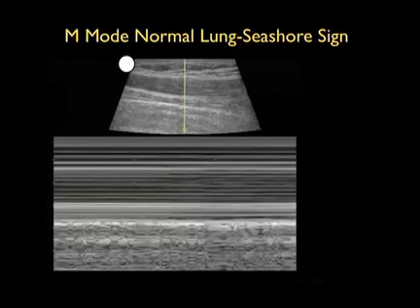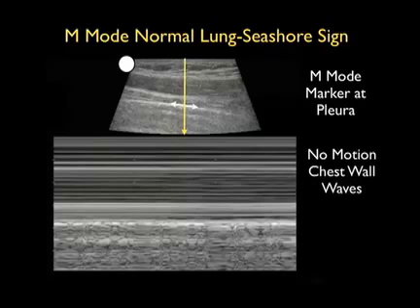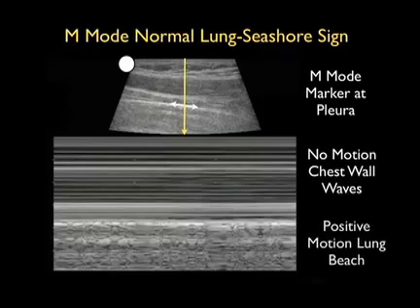A way to document that the lung is up to print out for the chart is to put on M mode, and generally what we do is locate it so the M mode cursor is down right at the pleura. And what we see is the classic seashore sign, or waves on the beach. If we look anteriorly, we'll see the classic waves, or no motion of the chest wall, and below that, deep to the pleura, we'll see the positive motion of the lung making up the beach. So waves on the beach, or the seashore sign, and M mode documentation that the lung is up and that there's no pneumothorax.